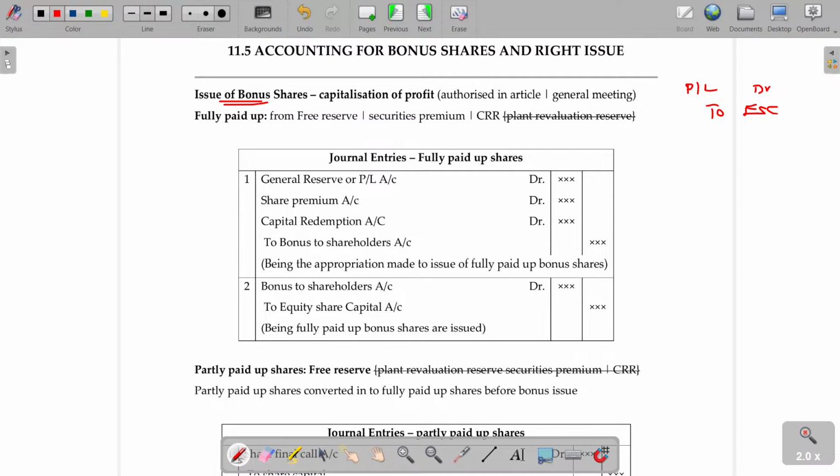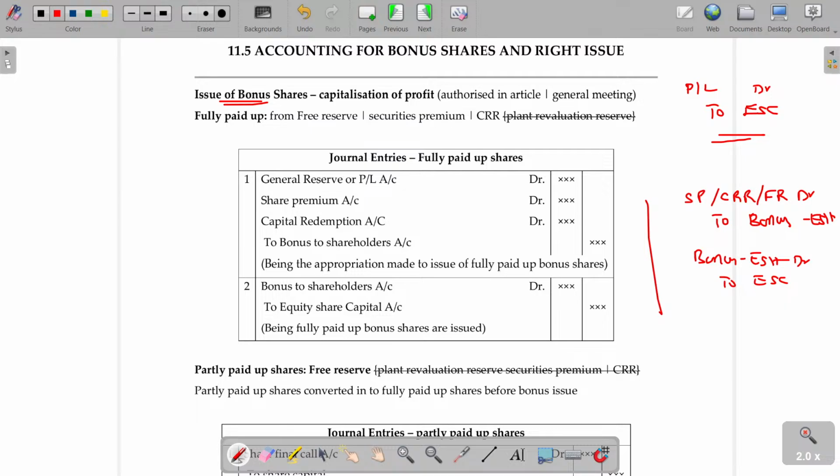Clear? It is not only the P&L account. You can use any free resource. Remember, in this case, you can use securities premium, even capital redemption reserve, or any other free resource, to bonus to equity shareholders, and then bonus to equity shareholders to equity share capital. That's how you can pass two entries.